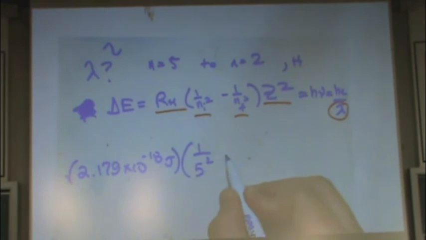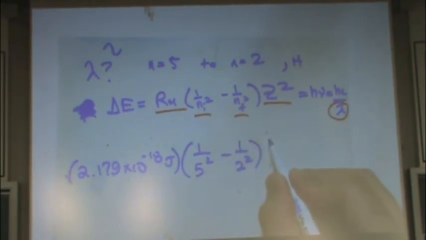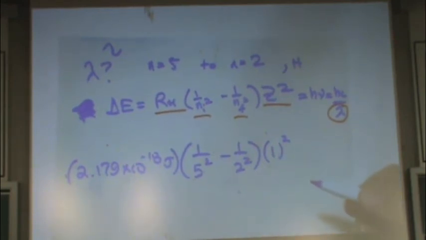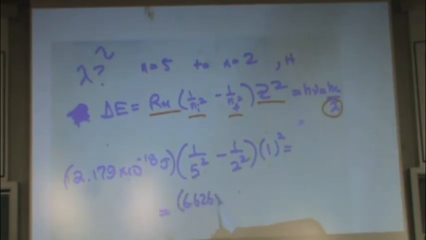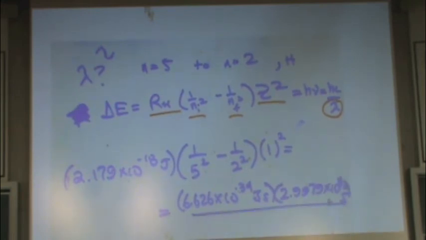It started at 5. Minus 1 over n final squared, times Z. What's Z? I know it's an atomic number, and that number is? For hydrogen, it's 1. Okay, so it's the higher red number on the periodic table up there. That equals hc over lambda. H is 6.626 times 10 to the minus 34 joule seconds, times c, 2.9979 times 10 to the 8th meters per second, all divided by lambda.